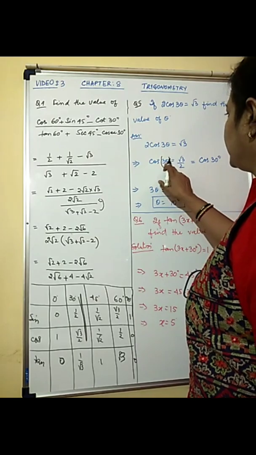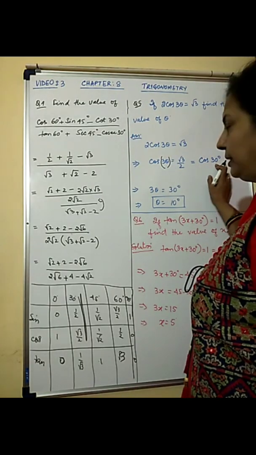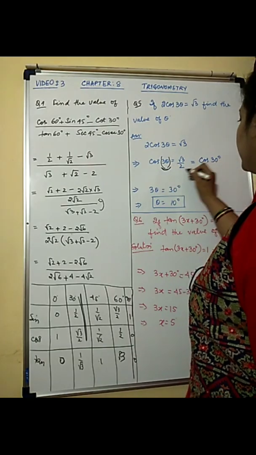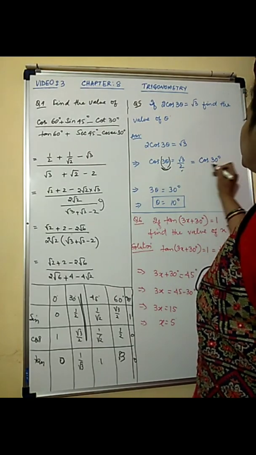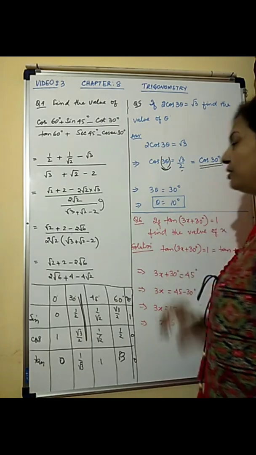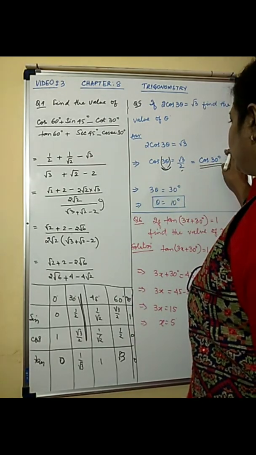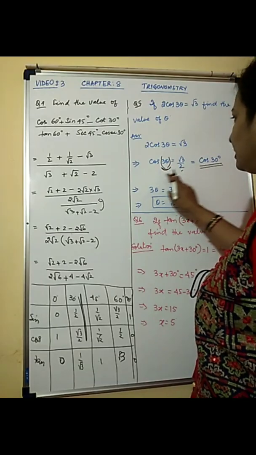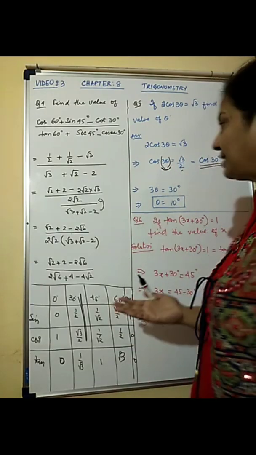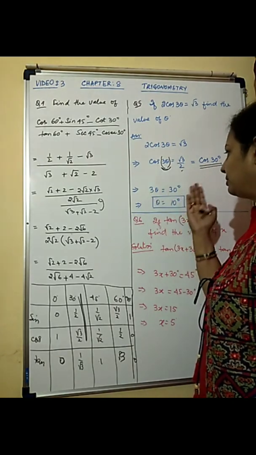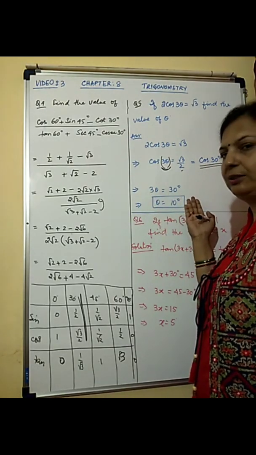This should imply that this 3 theta should be equal to 30 degree. So we say cos of this angle, whatever it is, this is equal to root 3 by 2, means this must be the value of cos 30 degree. So 3 theta is equal to 30 degree. We can eliminate the cos ratios because we are comparing the same ratios. So we can just compare the angles. So 3 theta is equal to 30. So theta is equal to 10.